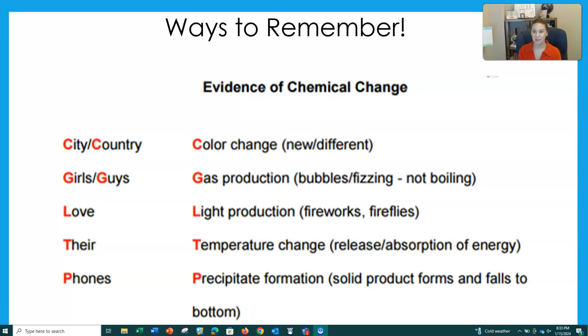Now we've got the L for the light production. Think fireflies, fireworks. T is for temperature change. So if it's releasing energy or absorbing energy, if you touch it and you feel it getting warmer or colder, you know that you've got a chemical change happening. And then lastly, the P, precipitate formation. This is when a solid forms and falls to like the bottom of your beaker or your test tube or whatever it is that's holding your substances that are undergoing a chemical change.